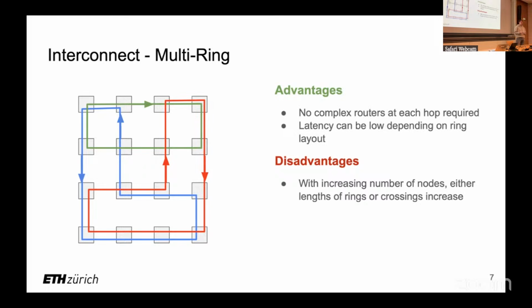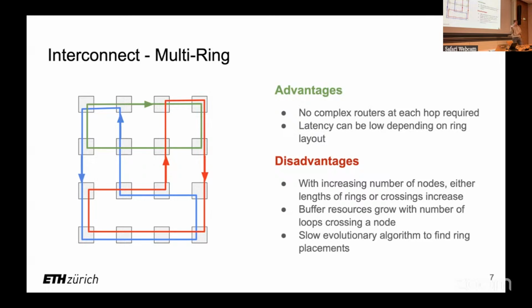But then you run into the second issue, and that is that previous designs had to use buffer resources for all the rings that go through your node. And obviously, if you put a bunch of small rings into your design, you'll have more loops crossing your node, and thus you need a lot more buffer resources. And to even be able to place these rings, the previous state-of-the-art used a genetic algorithm that tried out different designs to minimize the hop counts while still having connectivity between all cores. But this genetic algorithm is super slow.